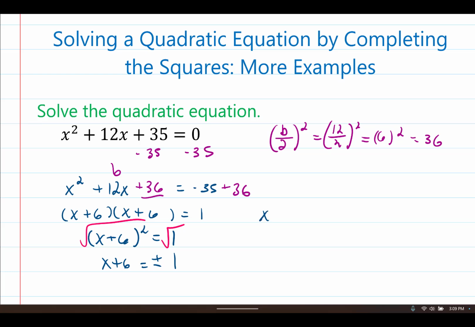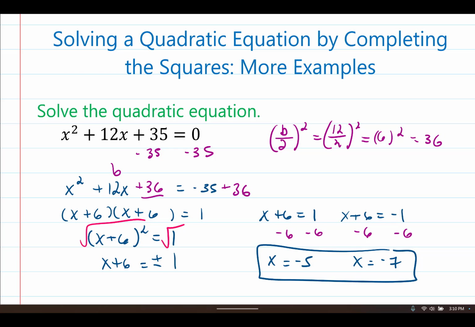Our first equation is x plus 6 is equal to positive 1. We will subtract 6 from both sides, and so we get a solution of x is equal to negative 5. Then our second equation is x plus 6 is equal to negative 1. We are also going to subtract 6 from both sides, giving us a solution of x is equal to negative 7. So our two solutions are negative 5 and negative 7.